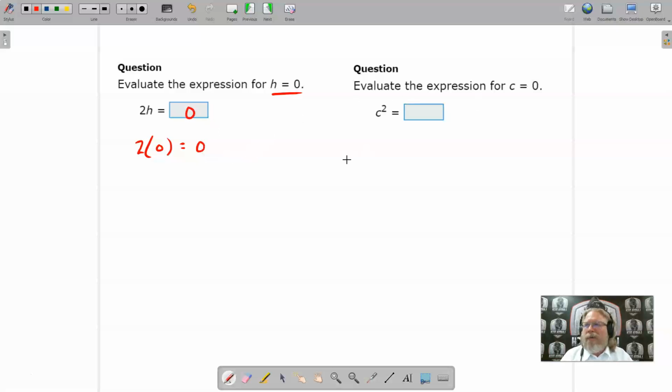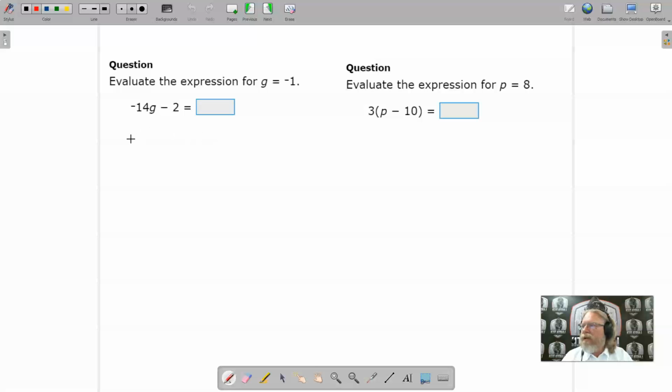The next one's an exponent. So we're going to take whatever c is and square it. Well, we see that c is 0. Well, this isn't too difficult either. This just means 0 times 0. This is the base. This is the exponent. 0 times 0, multiply the base by itself the number of times equal to the exponent. So we have 2 zeros, and 0 times 0 is 0.